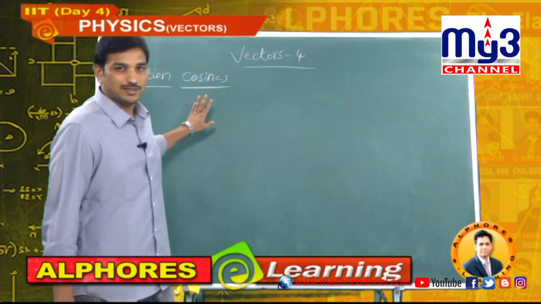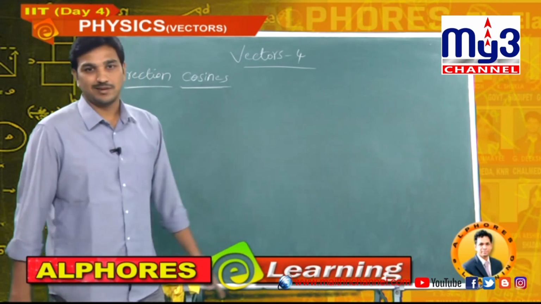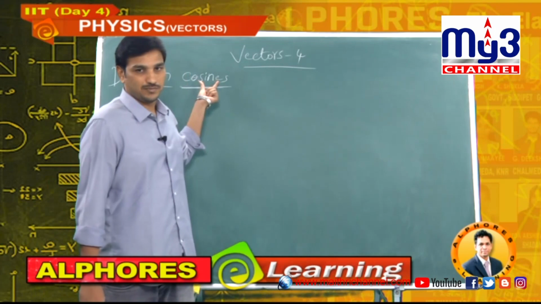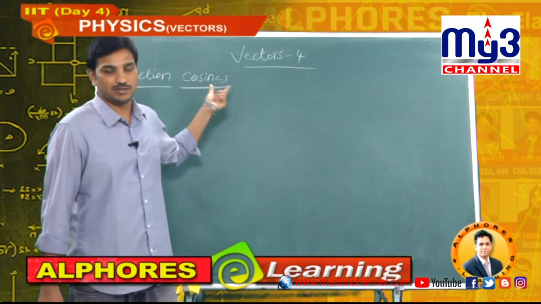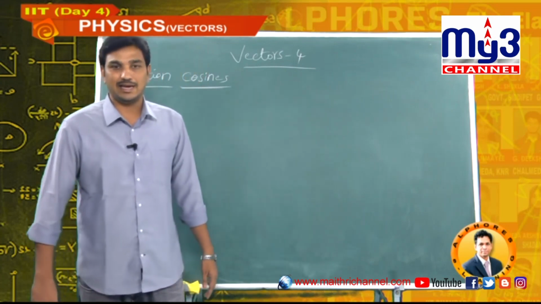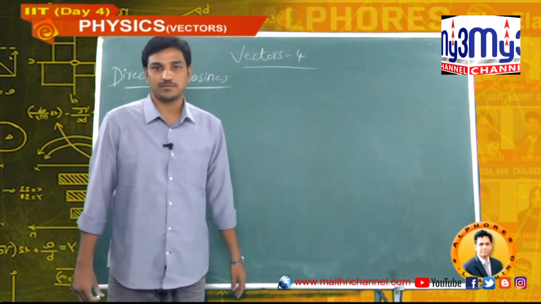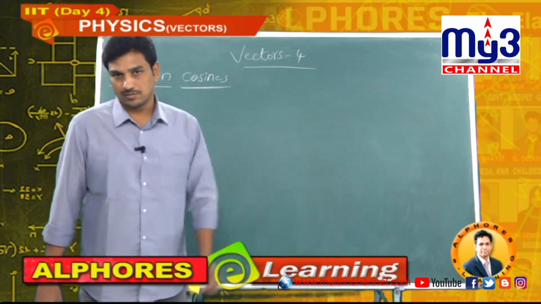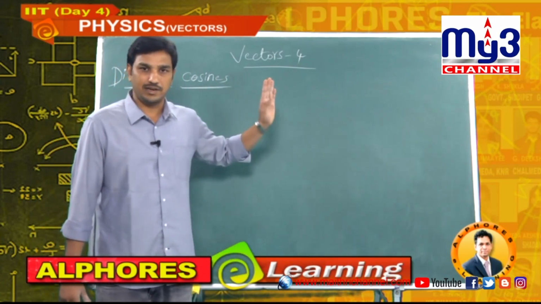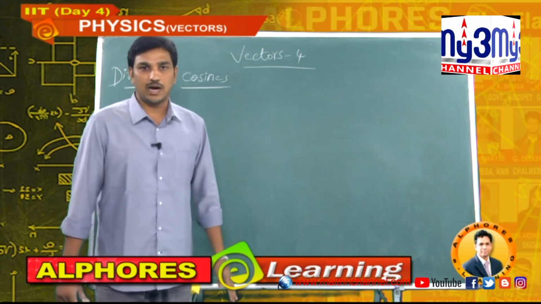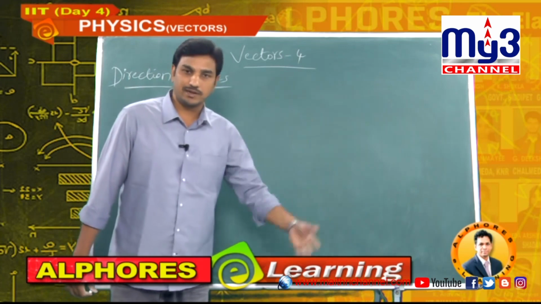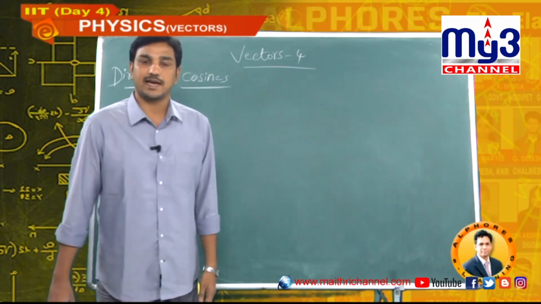So next concept, direction cosines. What are direction cosines? The name itself, cos. In trigonometry you have a cos term. A vector in 3D is making an angle with the x axis, y axis, and z axis. Direction cosines give information about our vector: how it is with the x axis, how it is with the y axis, and how it is with the z axis.